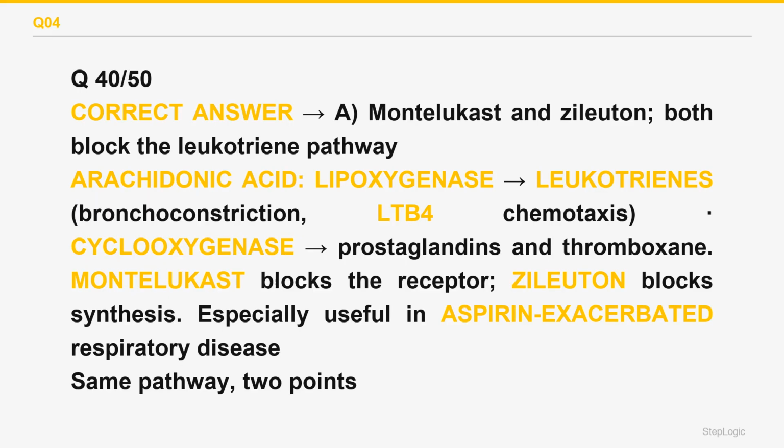The pathway explains one syndrome particularly well, and is why these drugs have a specific niche in aspirin-exacerbated respiratory disease: asthma with nasal polyps and aspirin sensitivity. Blocking cyclooxygenase shunts arachidonic acid down the lipoxygenase branch, overproducing leukotrienes and precipitating bronchospasm. Leukotriene-directed therapy is therefore particularly effective in that group. If you see aspirin sensitivity, think of cyclooxygenase blockade shunting arachidonic acid down the lipoxygenase branch.